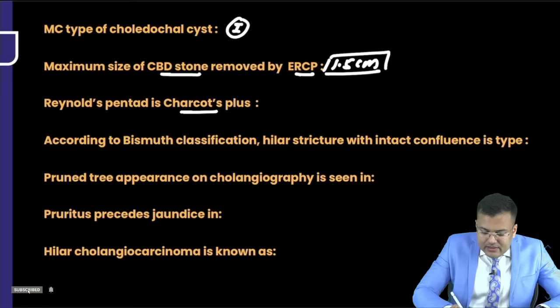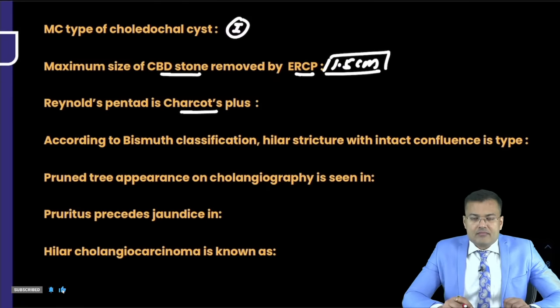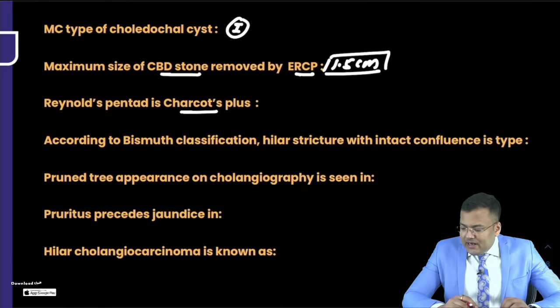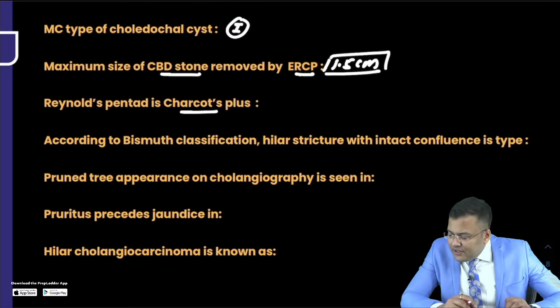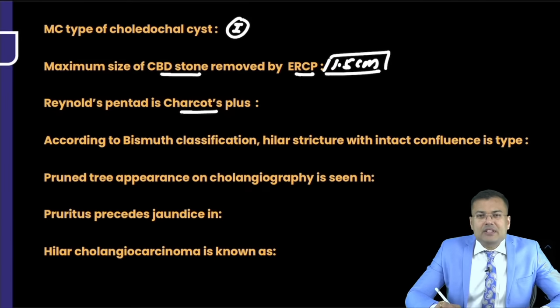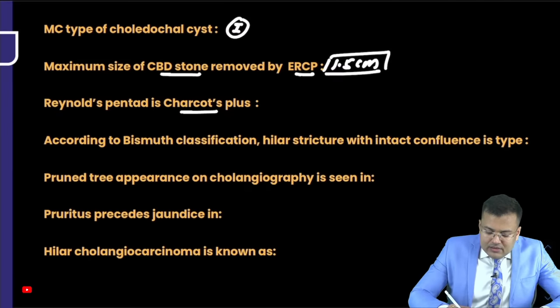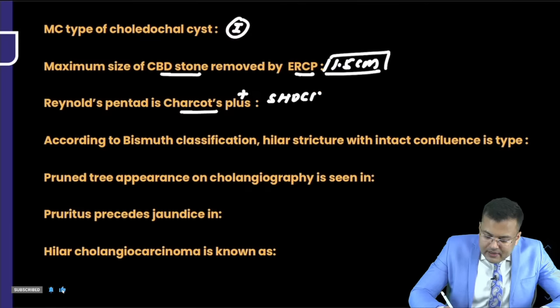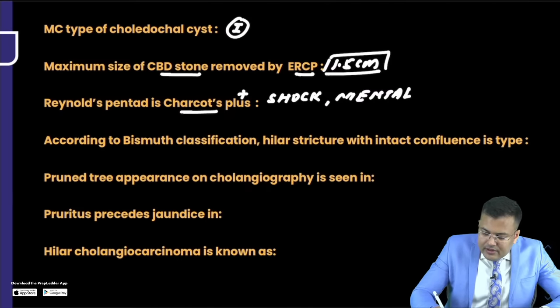Next, this was asked in the latest INI-CET exam. Reynolds pentad is Charcot's triad plus. What are the components? First person to reply, Vishal Roy, Uma, Salmonella, Thakur, Shruti, Divesh, Dushyant Patel. Very good. It is shock plus mental status changes. So Reynolds pentad is Charcot's triad plus shock plus mental status changes or mental alteration.